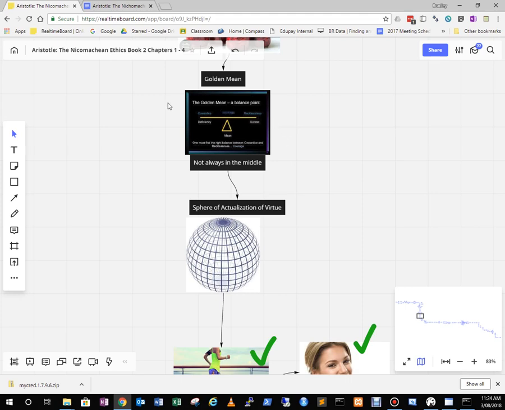This picture was here. Originally, I downloaded this picture to give you a simple point, but sometimes the golden mean can actually shift in different directions depending on whether the vice of excess or the vice of deficiency is less destructive. Okay, take a note.